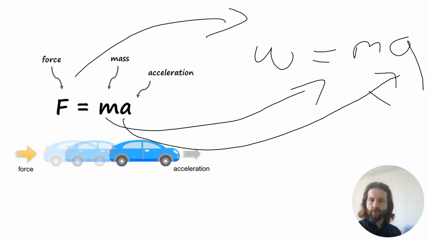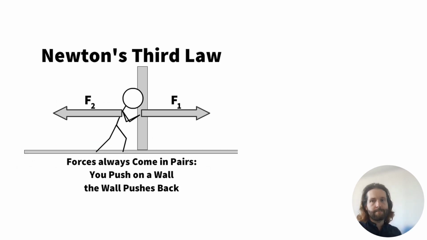Your weight is equal to your mass and how much you're accelerating by. Your force is equal to your mass and how much the gravitational field is accelerating you by. Exactly the same thing. Finally, we have Newton's third law, which states that for every action, there is an equal and opposite reaction. It goes a little bit further than that.